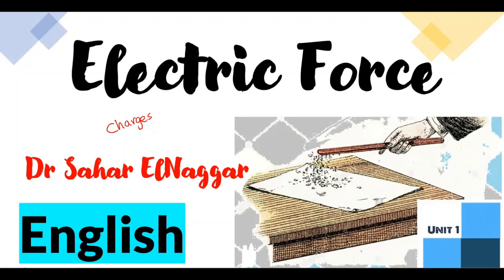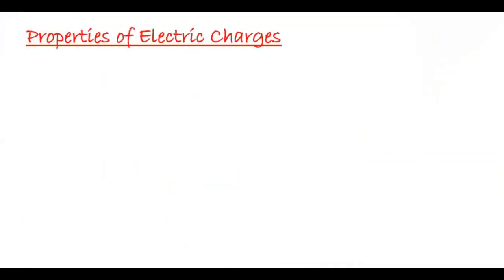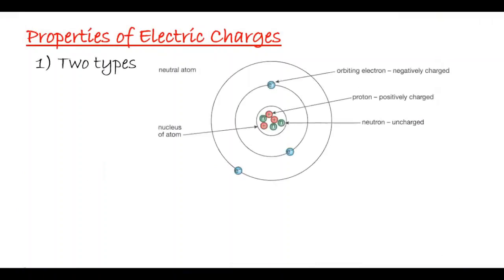The first property is a well-known property that we have two types of charge. You already know this from chemistry class, that the atom consists of a nucleus where tiny particles called protons exist. The proton is a positively charged tiny particle. Here also there are electrons orbiting the nucleus. The electrons are tiny particles which are negatively charged. So we have two types of charges, positive like protons and negative like electrons.